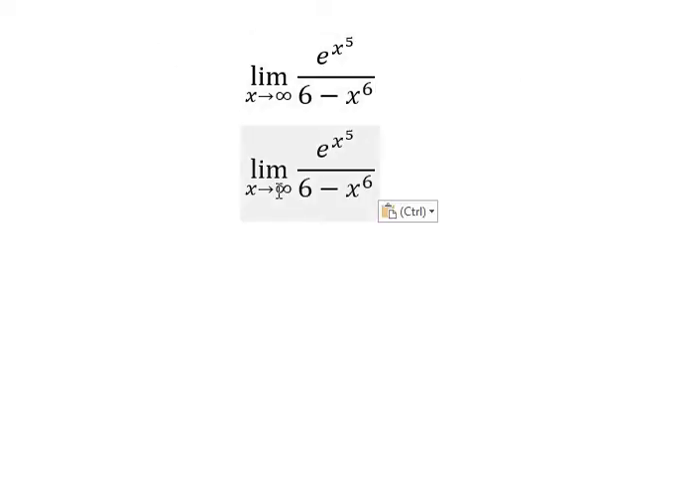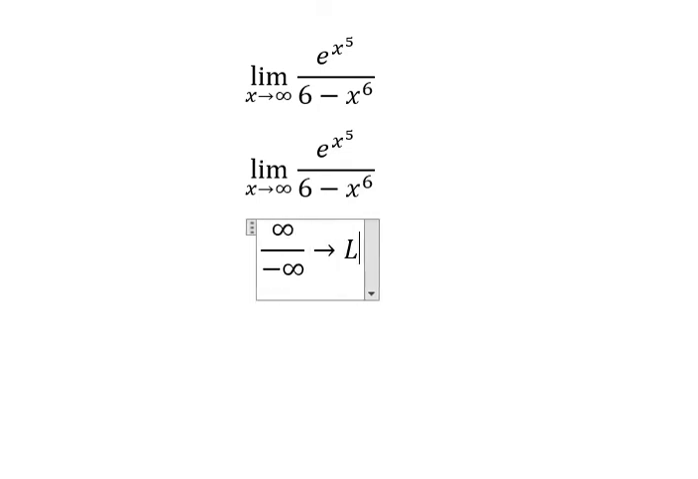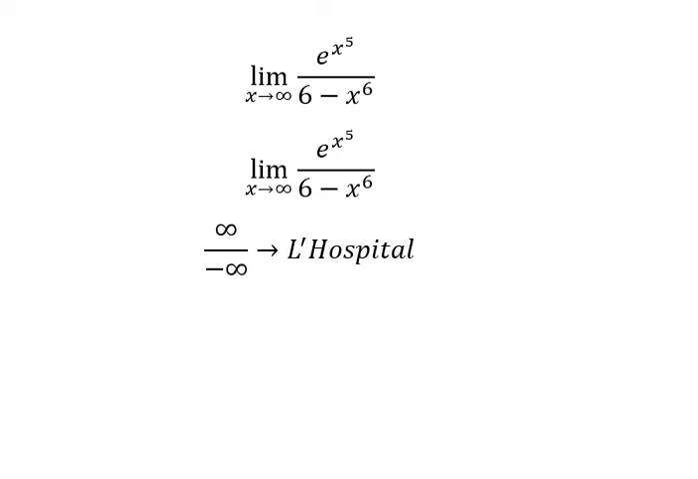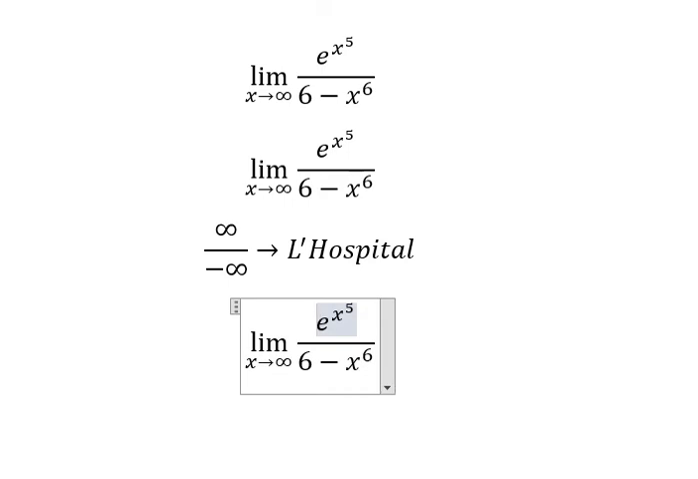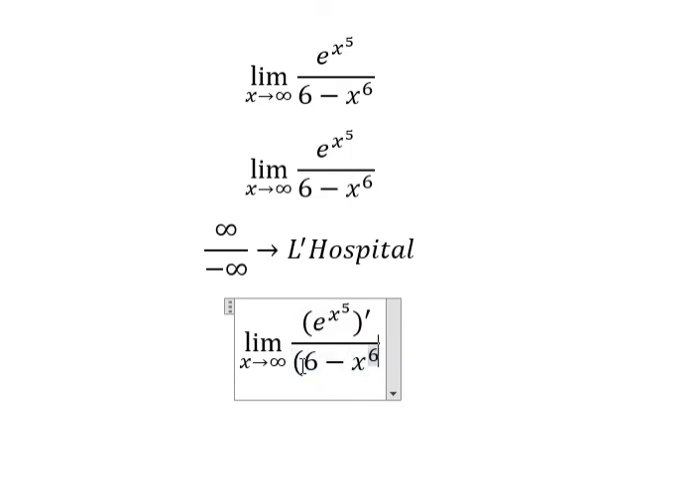When s approaches positive infinity, this one will go to positive infinity. This one will go to negative infinity. That means we have positive infinity over negative infinity. So we can use L'Hospital. That means we need to do the first derivative on the numerator and the denominator.